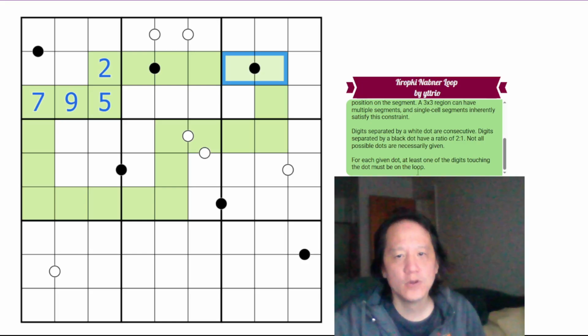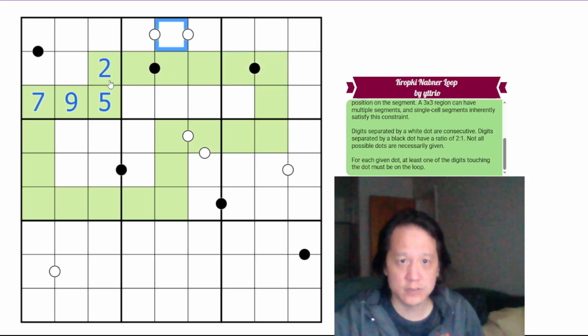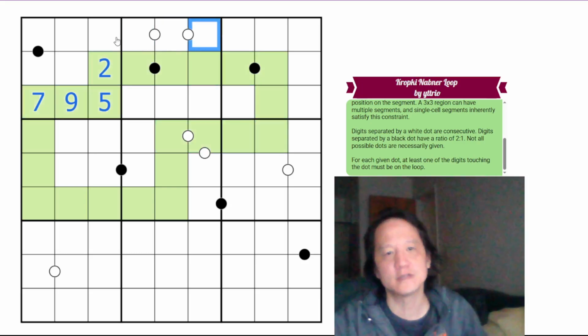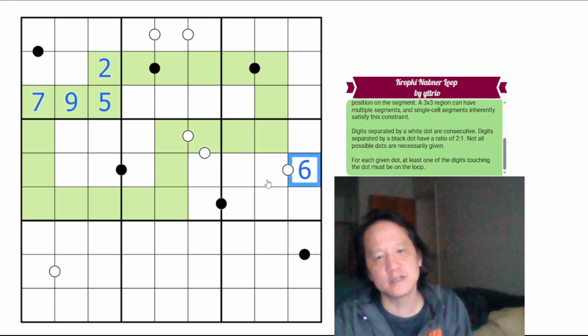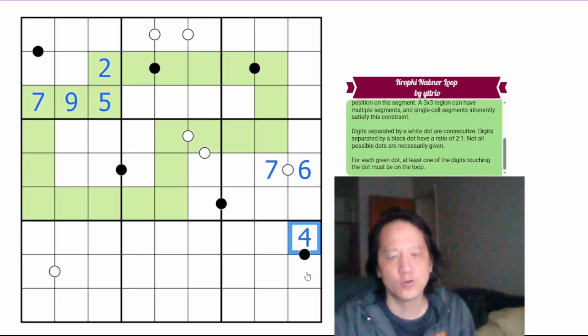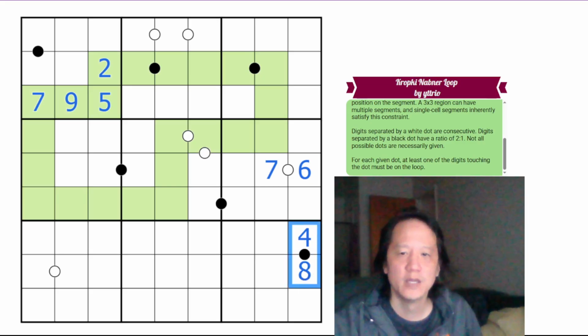Okay. For each dot given, digits separated by a white dot are consecutive, and digits separated by a black dot have a ratio of 2 to 1, and not all possible dots are necessarily given. So this is normal Kropki dot constraints. We have the Nabner already described, and we have the loop described, so now these are the Kropki dots. So for example, if this were, say, a 6, this would have to be a 5 or 7 to make sure that these digits are consecutive. If this were, say, a 4, this would have to be a 2 or an 8 to maintain the 1 to 2 ratio between them. And that's how Kropki dots work.